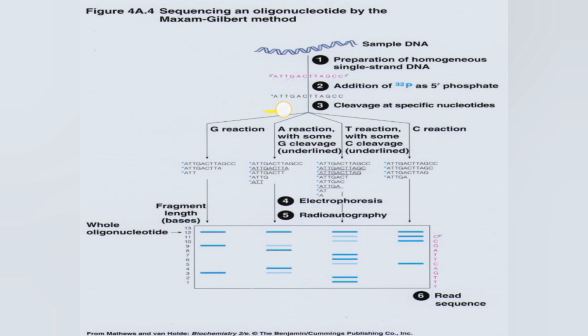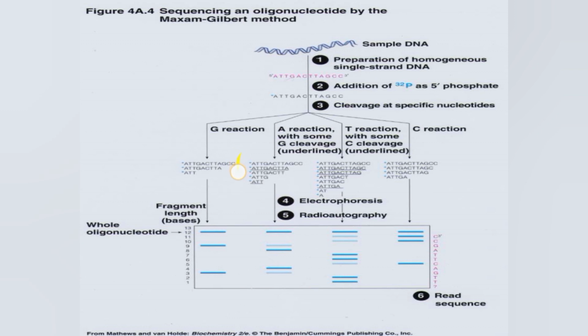So this is the sequence, and we can cut it at specific nucleotides. If we cleave it, four different reactions are formed: the G reaction, the A reaction with some G cleavage, the T reaction with some C cleavage, and the C reaction. So these are the sequences of these reactions.